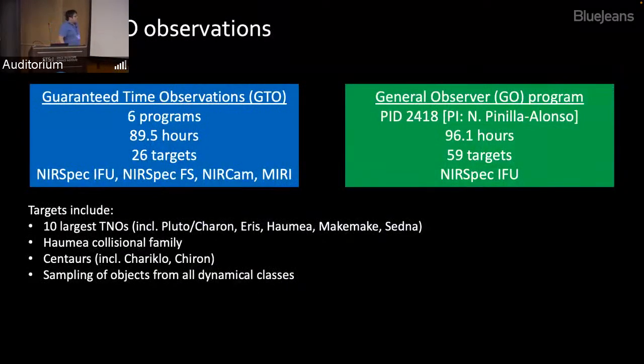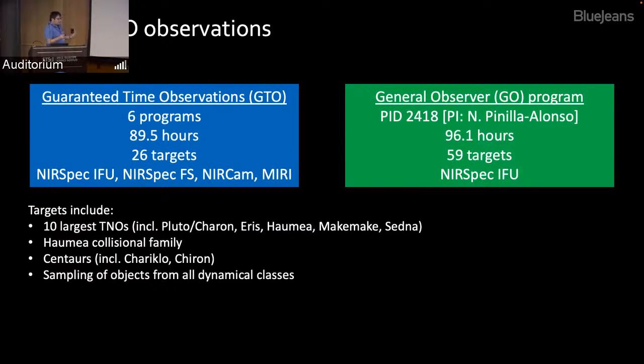During the first year of JWST science observations, about 90 hours were awarded to 6 different GTO programs targeting 26 TNOs with 3 different instruments. To this is added a companion GO program that will observe an additional 59 targets with the NIRSpec IFU mode. Some of the notable targets for the GTO program include the 10 largest TNOs, members of the Haumea collisional family, and centaurs, including Chariklo, which you just heard about from Pablo.